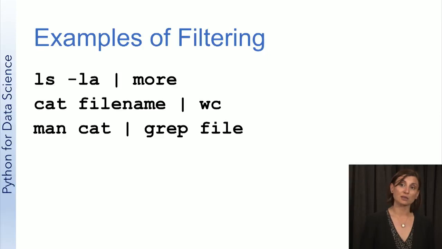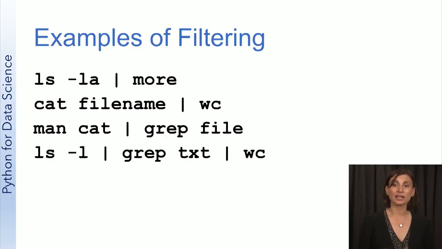The next one is the manual page for the cat command piped into grep file. What grep does here is it's going to look for the occurrence of file in each line of the manual page for cat. So you'll have the output of man cat and be able to see only the lines in that manual page that involve the text file in it.